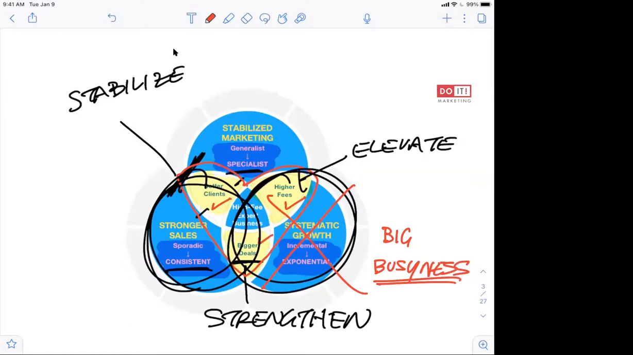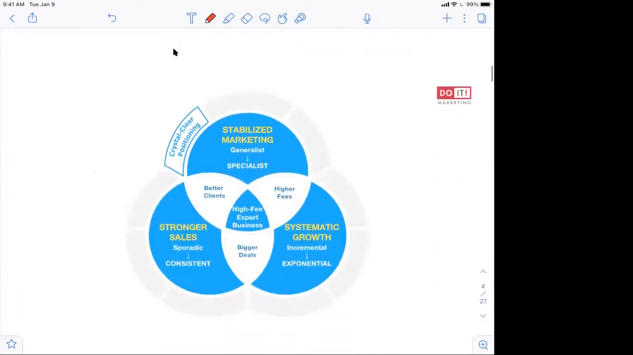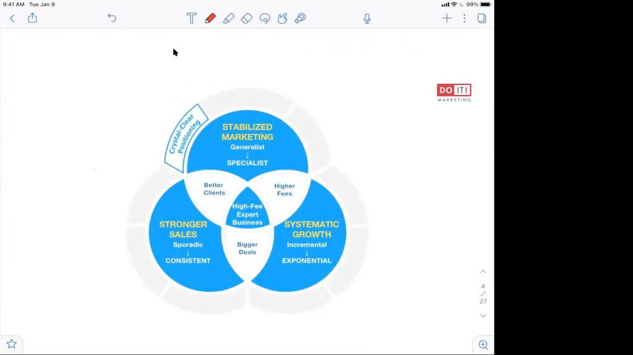So those are the three symptomatic issues. Big secret if the marketing isn't dialed in, big dreams if the sales isn't dialed in, and big busyness if you don't have the exponential growth factors dialed in. All right, let's start solving this for you. That's the fun part of this. Okay, first one.